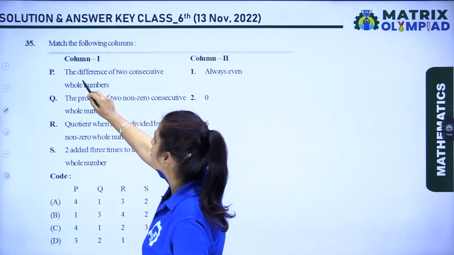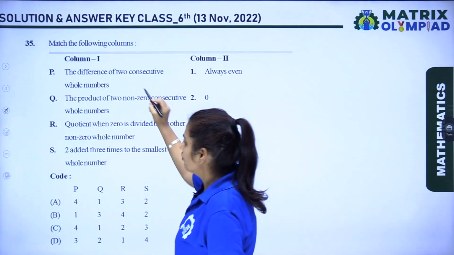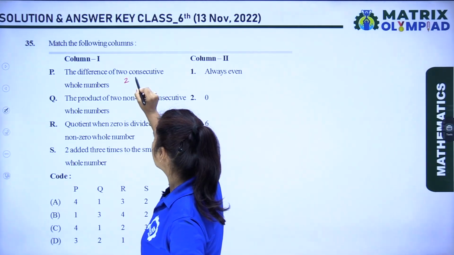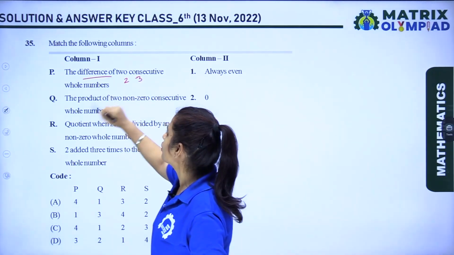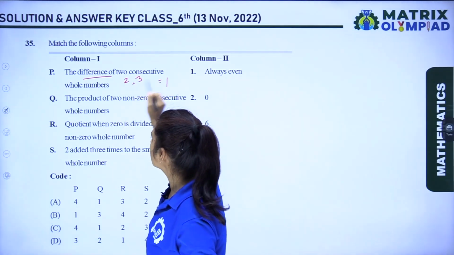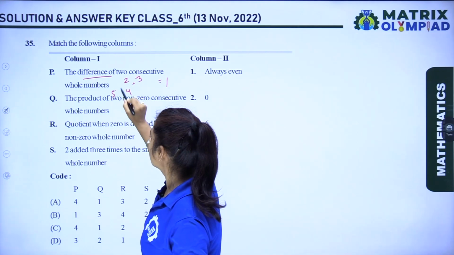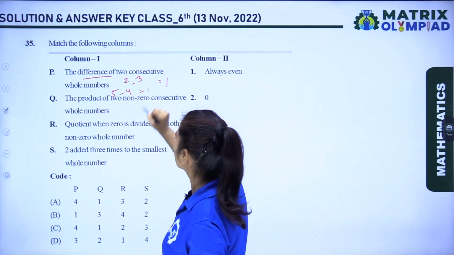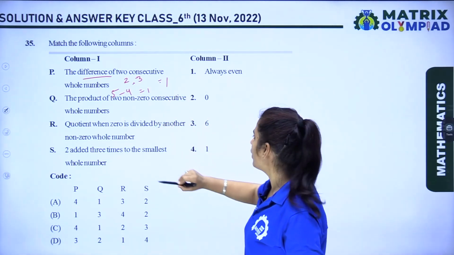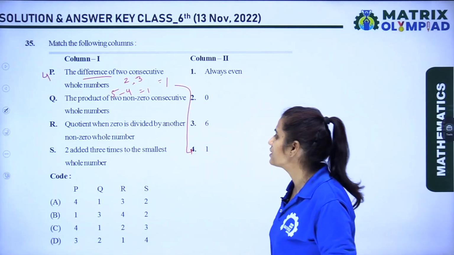Now the first statement is the difference of two consecutive whole numbers. So here let's take an example of two consecutive whole numbers. Let it be 2 and 3. So we have to find out the difference between 2 and 3. The difference between 2 and 3 is 1. If we take another pair of consecutive numbers, let it be 4 and 5. After subtracting 4 from 5, we get 1. So here we can say that the difference of two consecutive whole numbers is 1. So the correct answer is the fourth part of column 2.